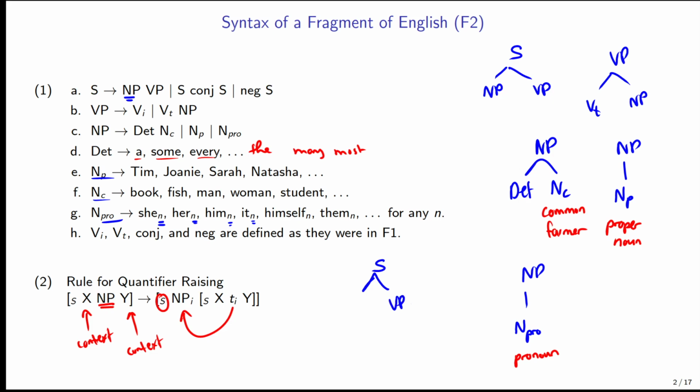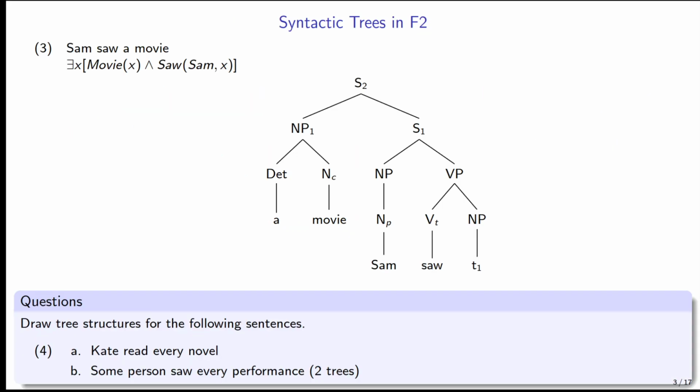So I'll just do one quick line here. If we have like an S, an NP, and a VP, we can create a new S node. We can take this NP, we can move it up, and we can leave a trace in its place and co-index it with it. So that's what that quantifier raising rule looks like. Okay, let's just see some examples of how to do sentences, and that'll be the end of the video.